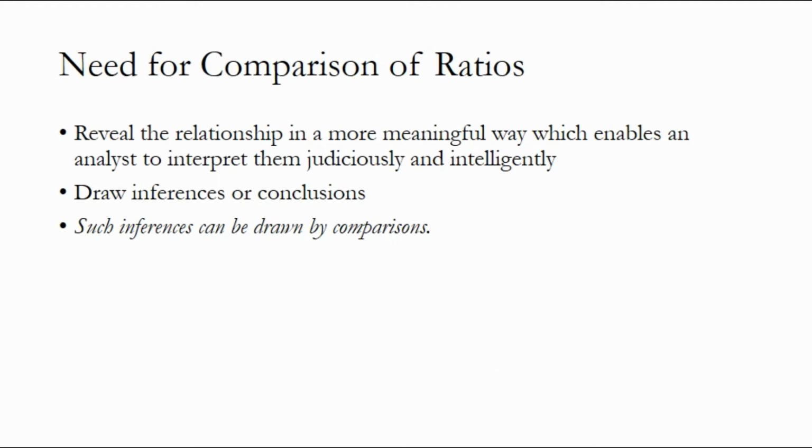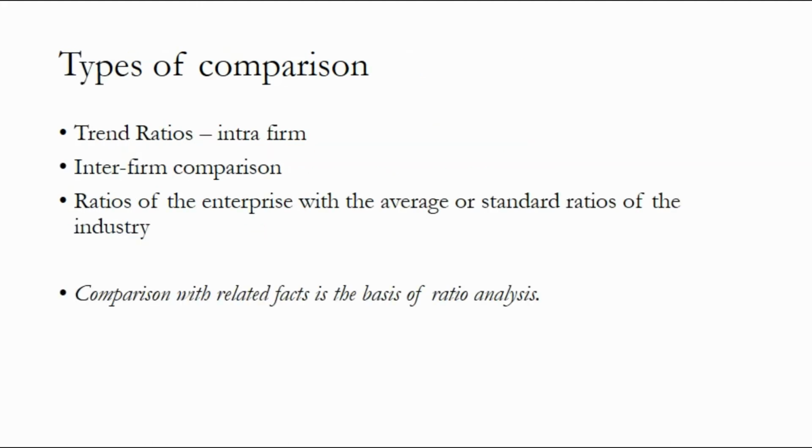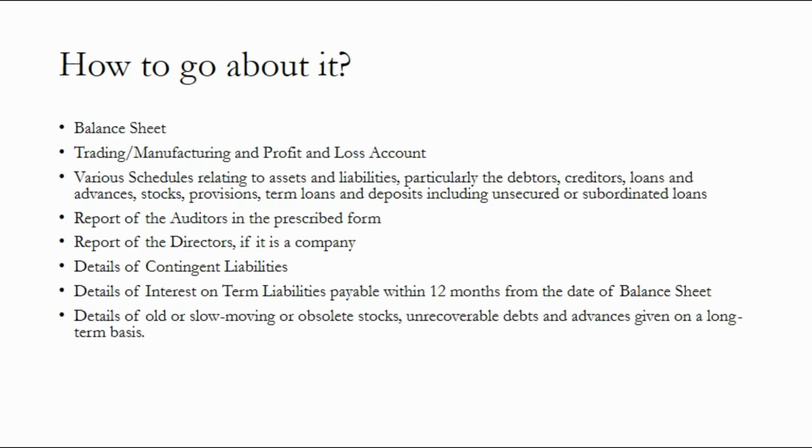Now, the need for comparison of ratios. It reveals the relationship in a more meaningful way, which enables an analyst to interpret them judiciously and intelligently, and draw inferences or conclusions. Such inferences can be drawn by comparison. Types of comparison: trend ratios, intra-firm, inter-firm comparison, and ratios of the enterprise with the average or standard ratio of the industry. Comparison with related facts is the basis of ratio analysis.